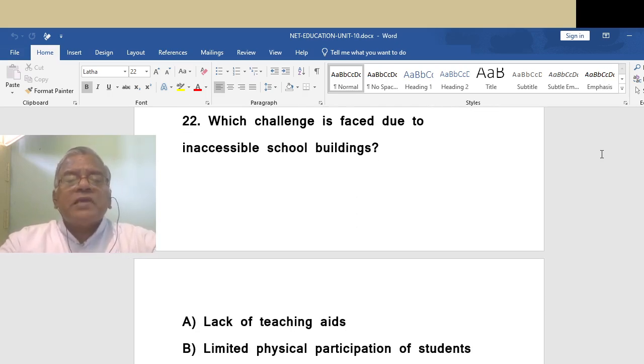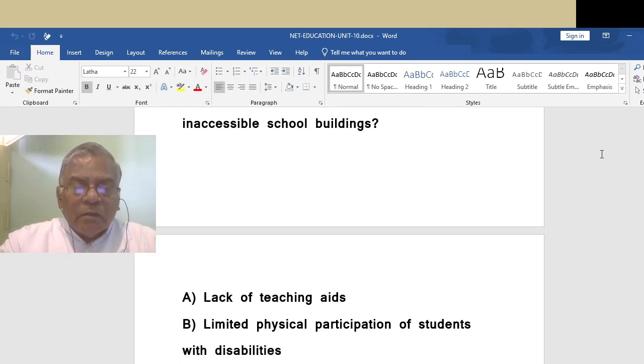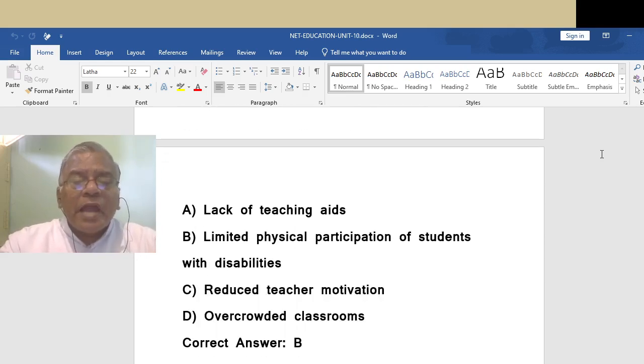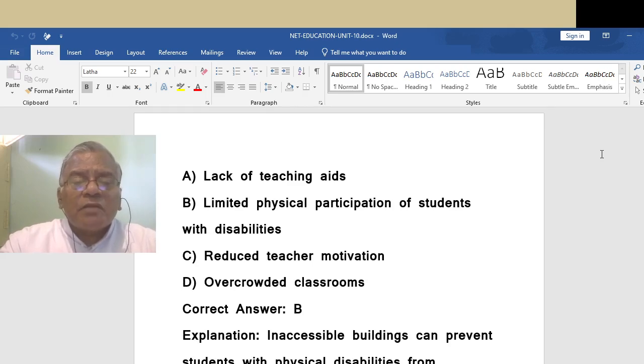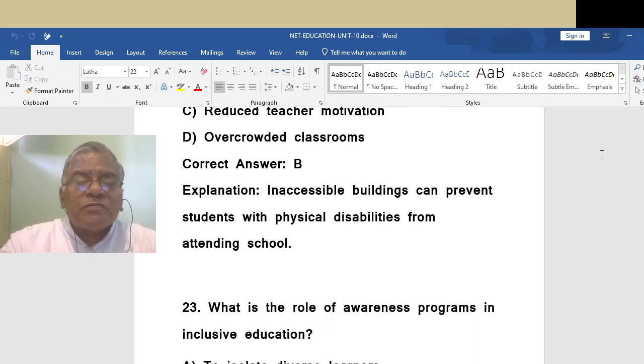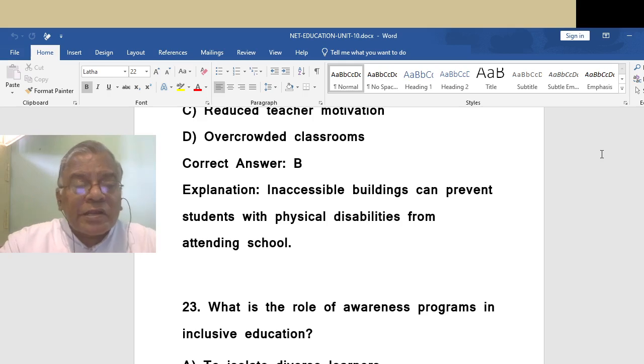Which challenge is faced due to inaccessible school buildings? I hope you understand this question. Lack of teaching aids, limited physical participation of students with disabilities, reduced teacher motivation, overcrowded classrooms. Inaccessible buildings can prevent students with physical disabilities from attending schools.